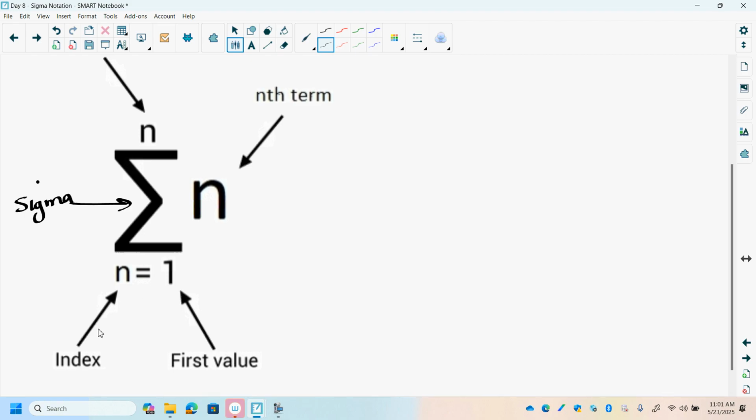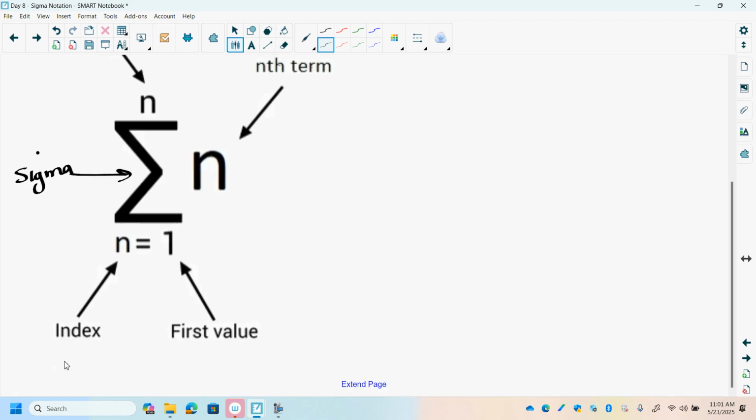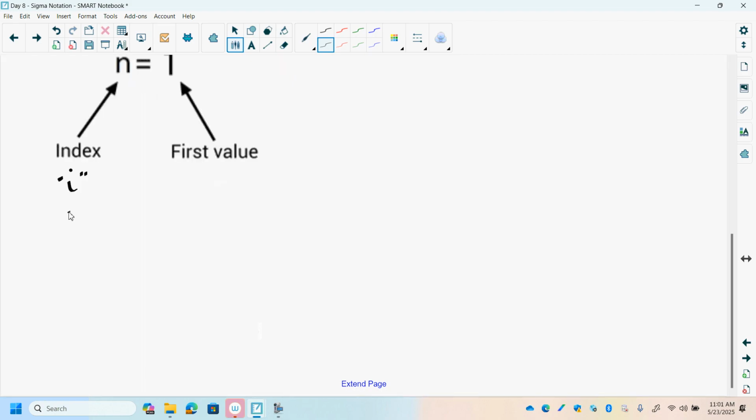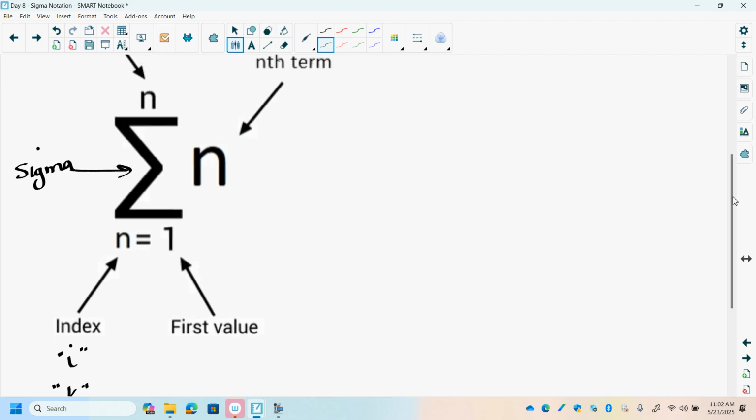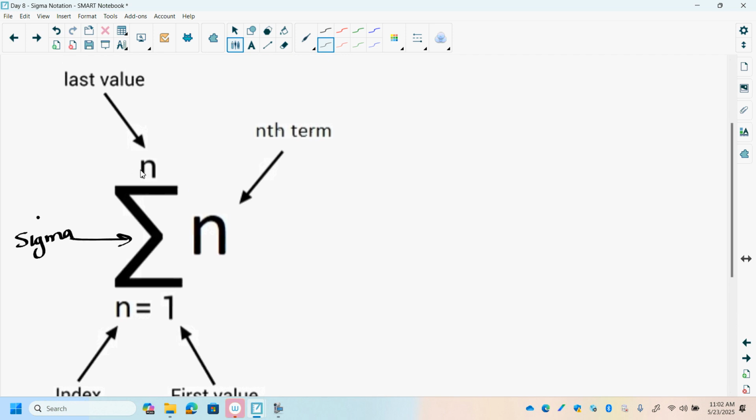The index, okay, could be n, could be i. Sometimes you'll see k for the index. This is the first value, where you're going to start by putting a 1 in for n. This is where you stop. This is the last value. So usually there's a number up here. Okay? And this right here represents the general term.